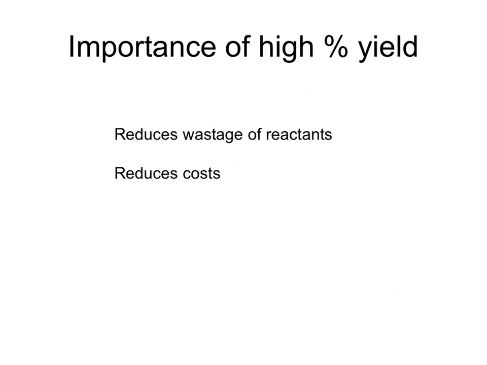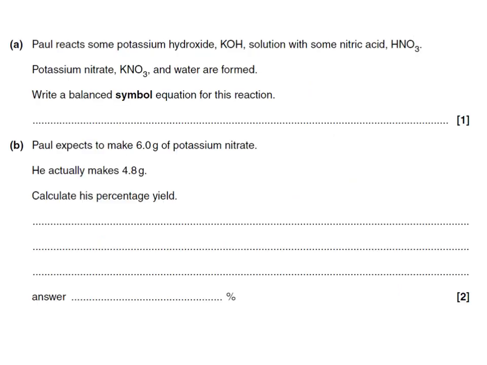In industry, they like to have a high percentage yield. This is one of the jobs of a chemical engineer, to try and make the process as efficient as possible, because having a high percentage yield means that very little of the reactants are wasted, and that will reduce costs for the industrial process. Now, the calculations are straightforward so long as you get the predicted yield and the actual yield the right way round. Let's have a look at some examples.